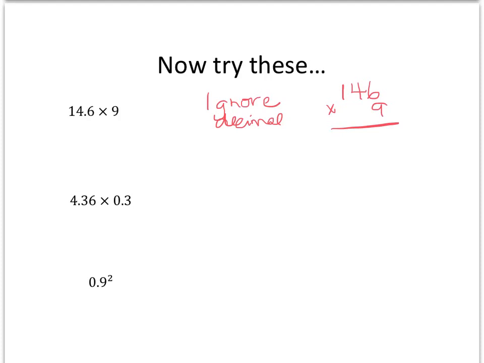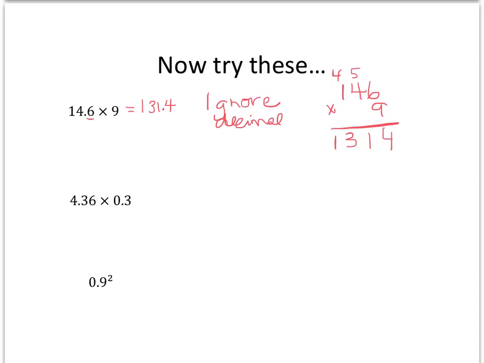Multiply these together, so 9 times 6 is 54, 9 times 4 is 36, plus 5 is 41, and 9 times 1 is 9, plus 4 is 13. So I get 1,314. Those are the digits that are going to be in our answer, but because I've got 1 decimal place in the question, I need to have 1 decimal place in the answer. So my actual answer is 131.4.